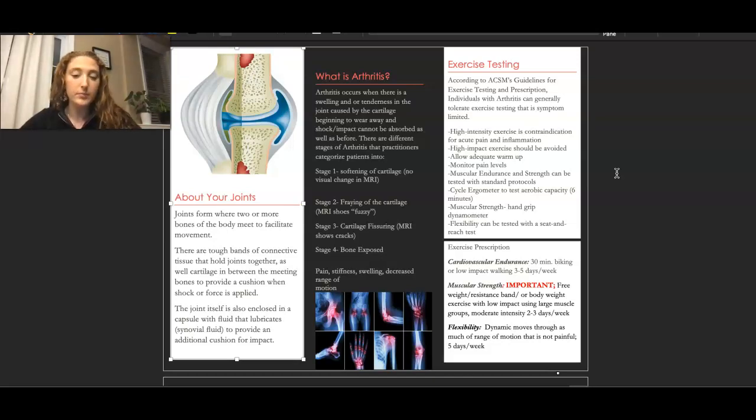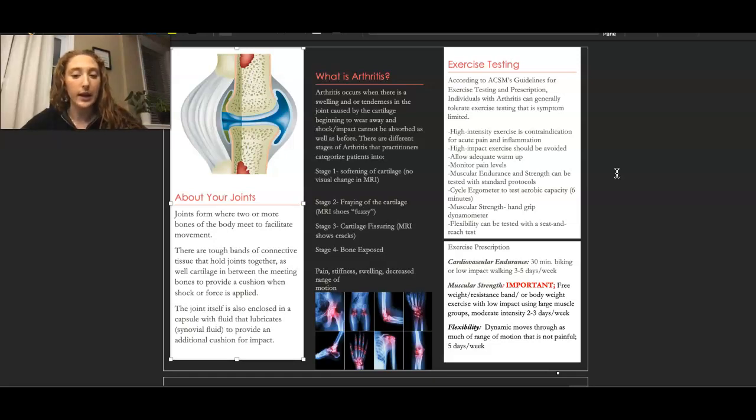For your cycle ergometer, that's what we generally recommend for the aerobic capacity testing, just because it's lower impact than a treadmill walk, about 6 minutes. And then for muscular strength, you can go with the hand grip dynamometer. Flexibility can be tested with a sit and reach as well. Then you move into the exercise prescription. For cardiovascular endurance, you should do about 30 minutes, low impact.